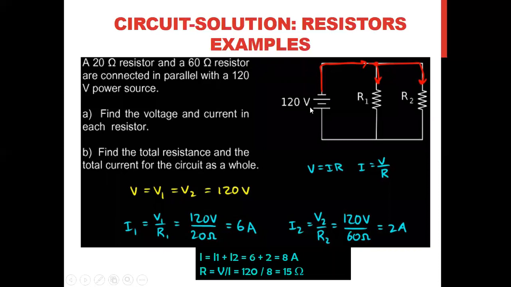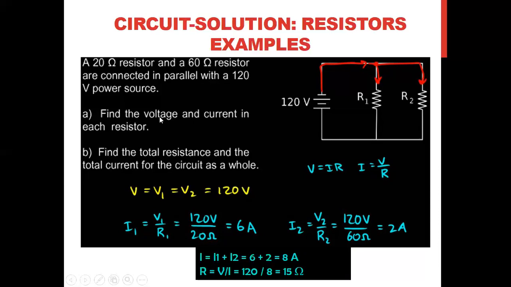So here, 2 resistors are R1 and R2. R1 is 20 ohm, R2 is 60 ohm given, and with a power source of 120 volt. So I've shown here, the current in the circuit coming here is divided into 2 parts. So let us say the current here is I1, here is I2.